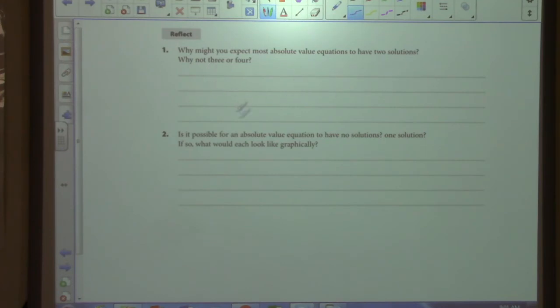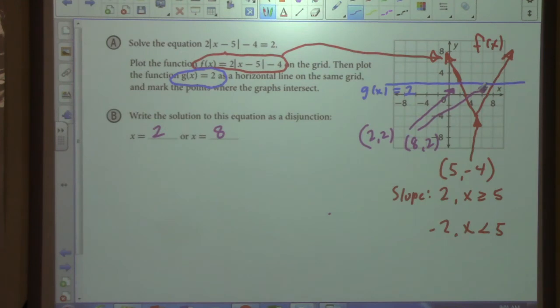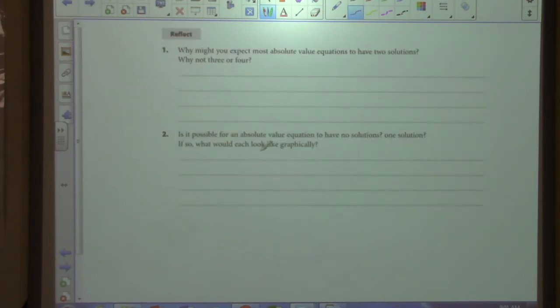Here we have reflect. I don't really like these, but why might you expect most absolute value equations to have 2 solutions? Why not 3 or 4? Yeah, because if you look back at here, is there going to be ever any opportunity for there to be 3 or 4 solutions to this? No. Okay, and so most of the time you're going to have 2 solutions. Are you always going to have 2 solutions? No. Is it then 2? Is it possible for an absolute value equation to have no solutions or 1 solution? If so, what would each look like graphically?